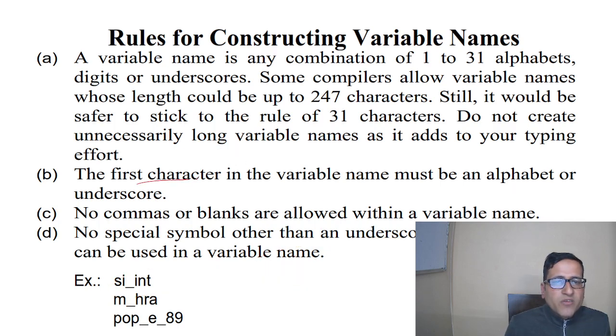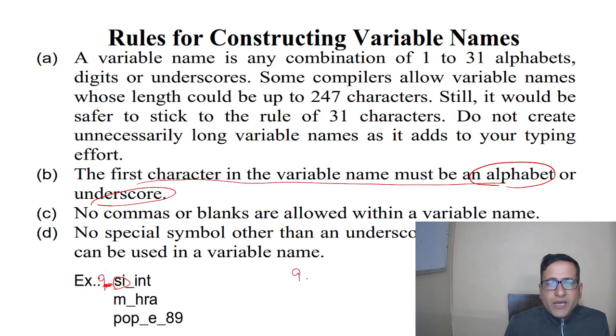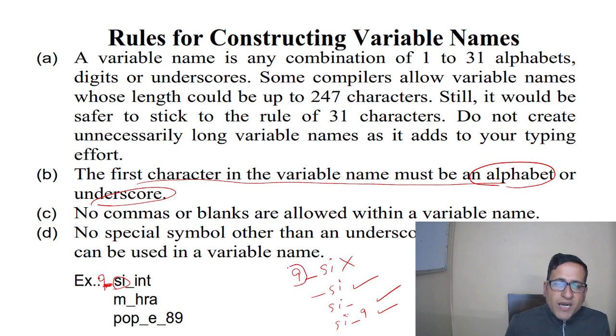So the next point is the first character in the variable name must be an alphabet or underscore. Means it can be an alphabet, it can be an underscore, but it can't be a digit. Means we can't say 9 underscore SI. It will be wrong. We can say SI, okay. SI underscore is acceptable. SI underscore 9 is acceptable. Means a digit can't be the first character of the variable.